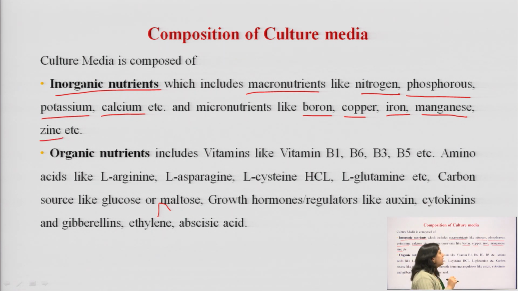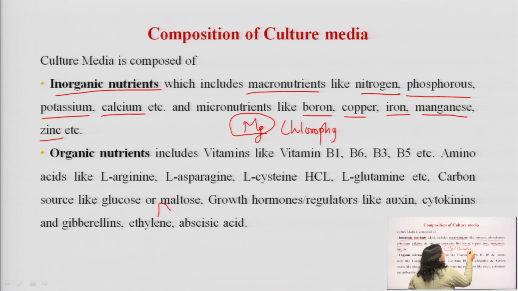I would like to mention here, which I have missed, that magnesium also comes under a macronutrient, because magnesium is the main ingredient of the chlorophyll. So, chlorophyll, which is responsible for the synthesis of glucose, basically traps the sunlight, and it contains magnesium. So, magnesium is a type of macronutrient which these plant cells require.